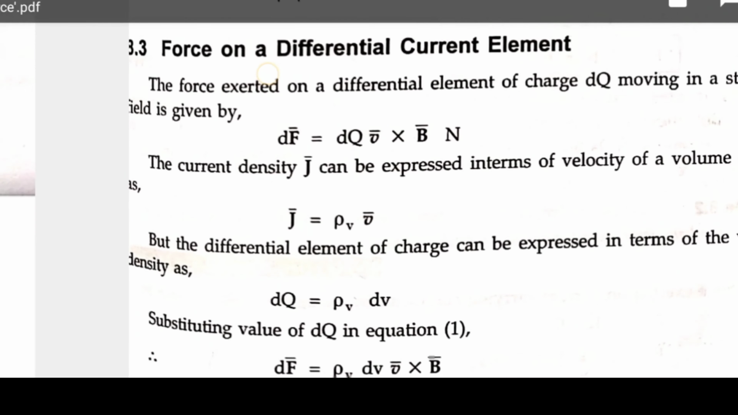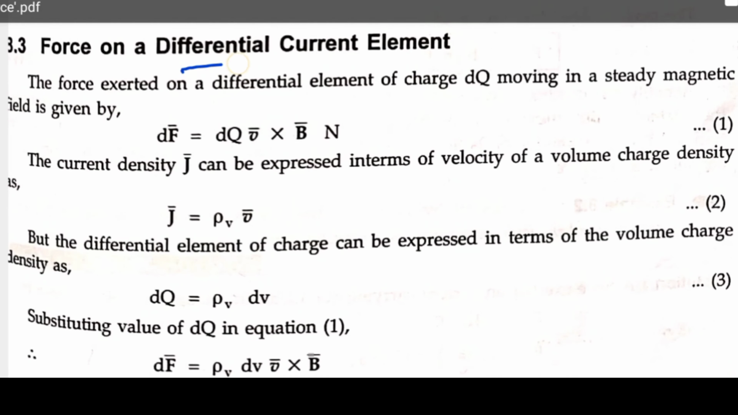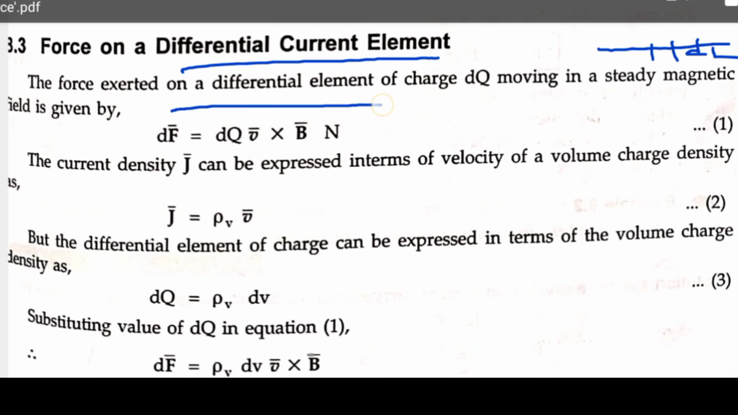Next, force on a differential current element. Suppose the current element has length L, and dl is the differential length. On this current element, what is the force? The force exerted on a differential element of charge dq moving in a steady magnetic field is given by dF equal to dq into v cross B newtons.